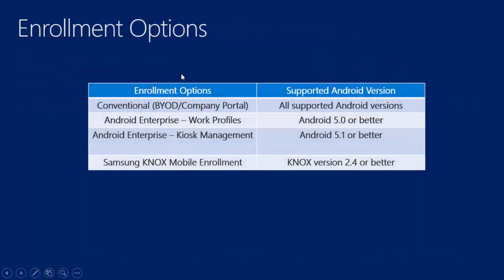All right. So enrollment options broadly that are available for Android devices. There's something called conventional enrollment. This is a BYOD scenario. It is one that is driven by and requires the company portal. Conventional Android enrollment can happen with all supported Android versions from 4.4 KitKat or better. So you see right below this that I start calling out Android 5.0, Android 5.1. I say conventional can apply to everyone.